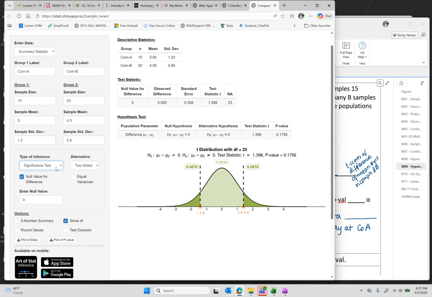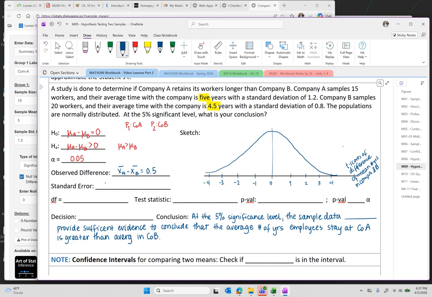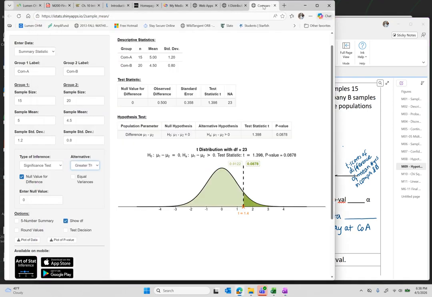This is a significance test selection. It's not two-sided. I want it to be a greater than, and the null value for the difference to be equal to 0. And I see here that indeed the observed difference is 0.5. The standard error is 0.358. Remember, the formula is a little complicated. We will code it in our Excel spreadsheet later and have this done in Excel instead of by hand, or here in technology without even having to punch in anything.